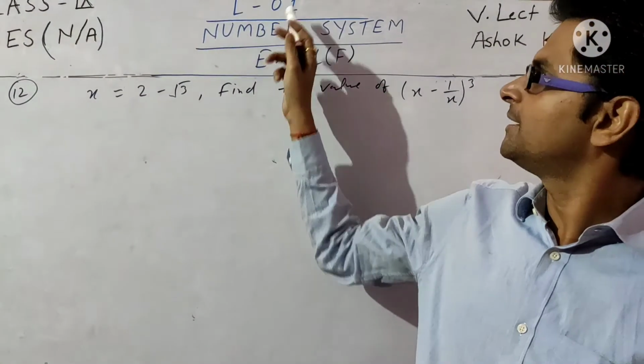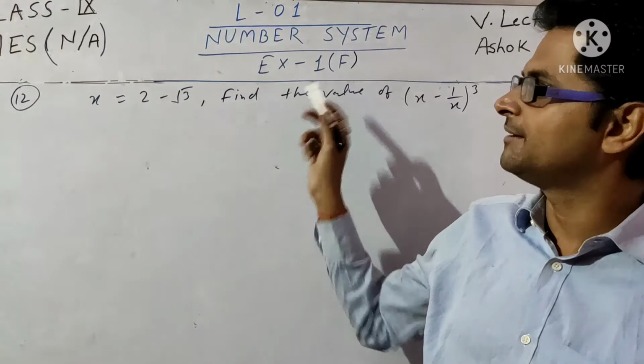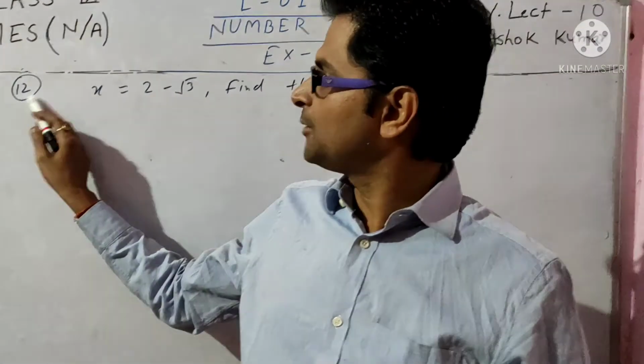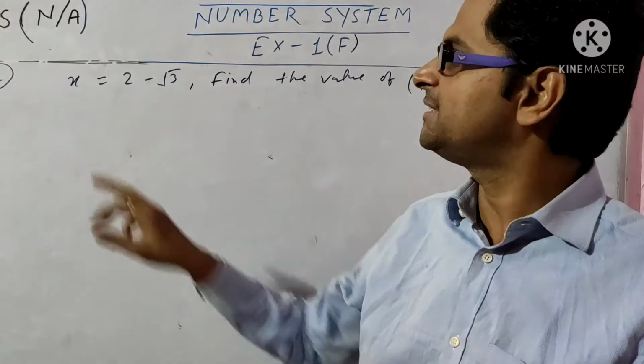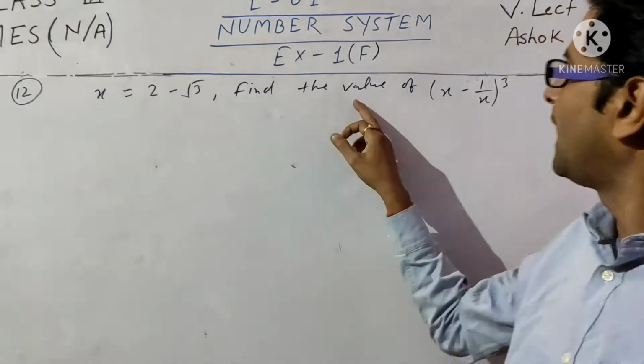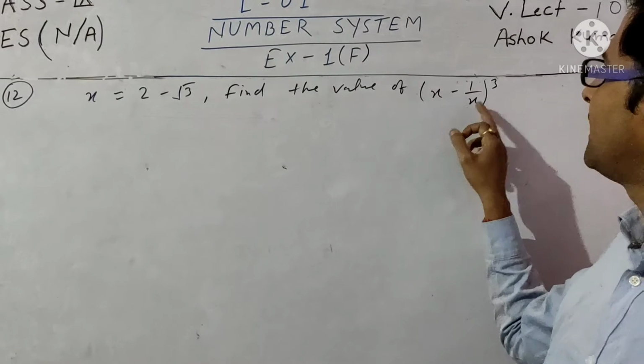Again, student, lesson 1, number system, exercise 1F. This is question number 12, student. Here, x is equal to 2 minus root 3. That means this value is given here. Find the value of (x minus 1 by x) whole cube.